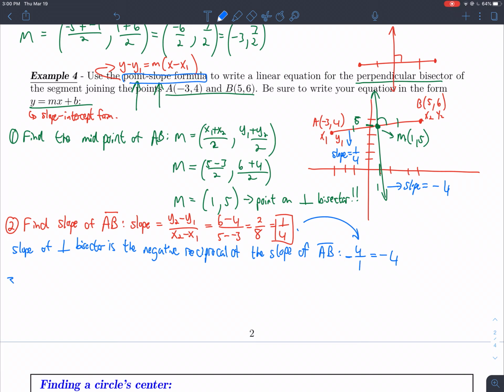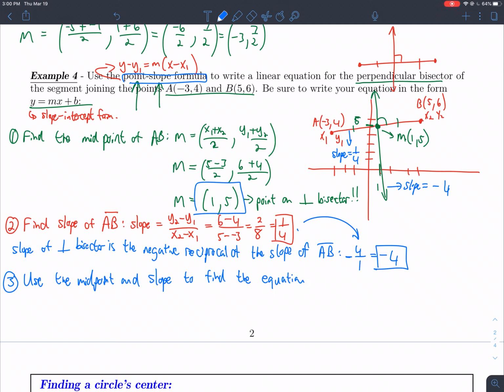Now I can do my work. Number 3 is, let's write the equation. So I use point slope formula, and for point slope formula I need a slope, which we found, here it is, and I have a point, which we found, here it is. So use the midpoint and slope to find the equation of the perpendicular bisector.